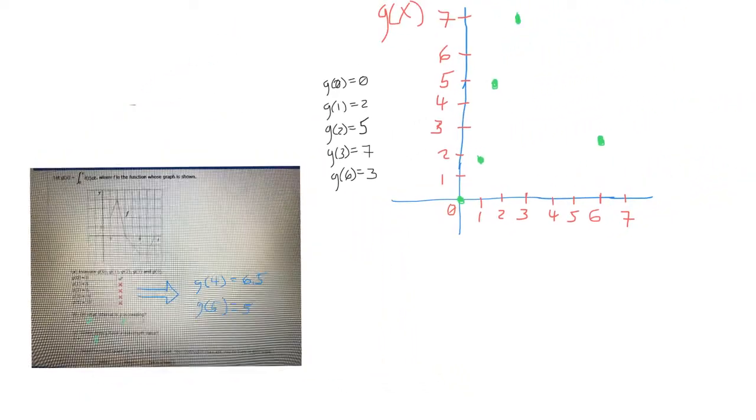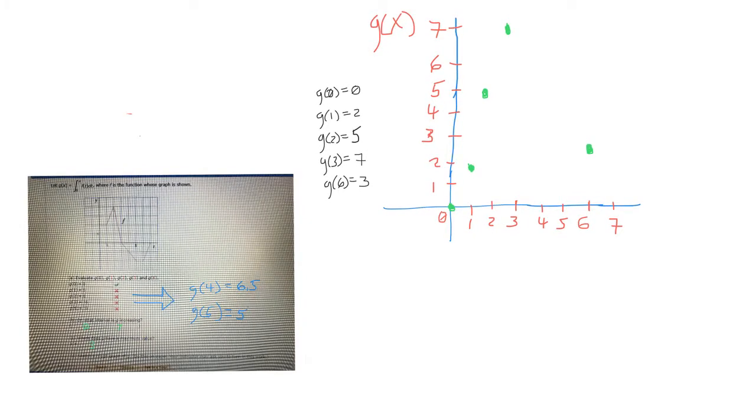So we know for sure that G of 4 is 6.5, so that's going to be right there. And then G of 5 is 5. So I'm going to draw a dot here. I think that that's a better idea.